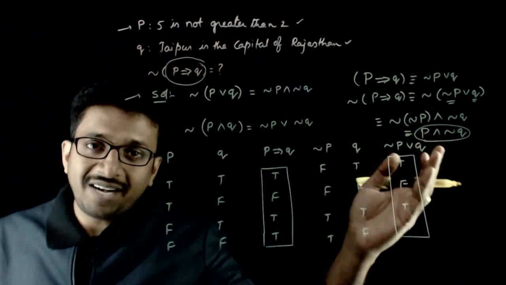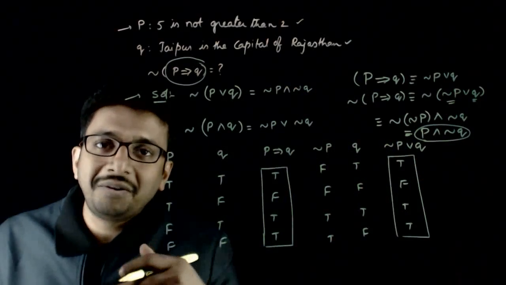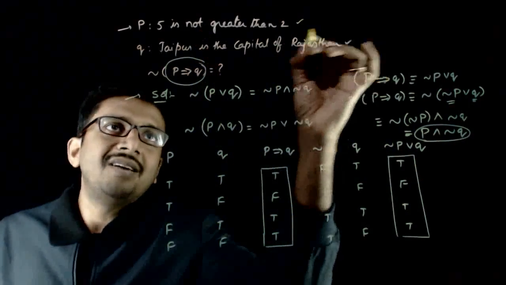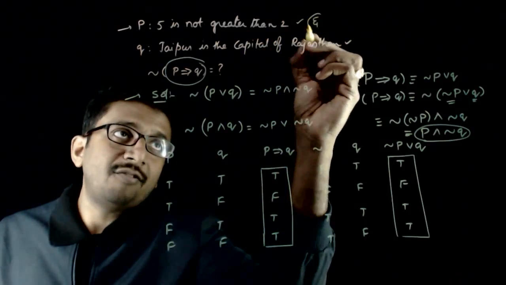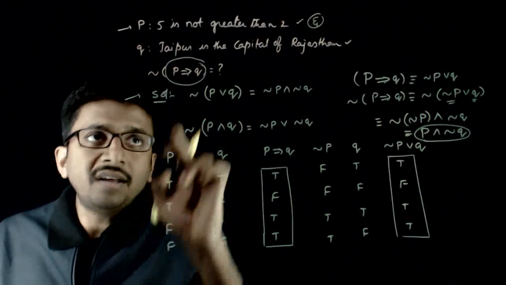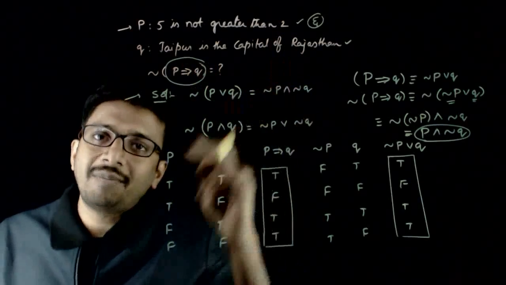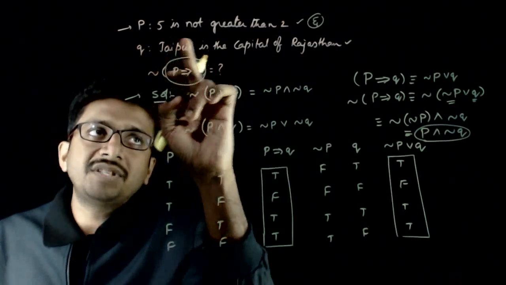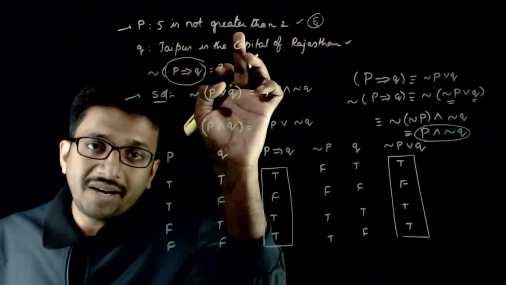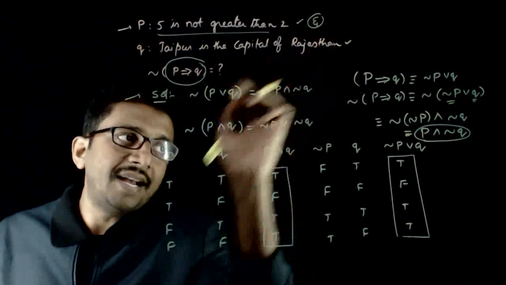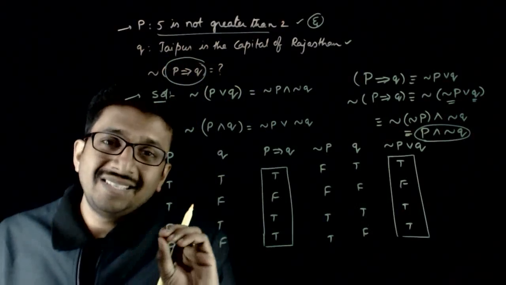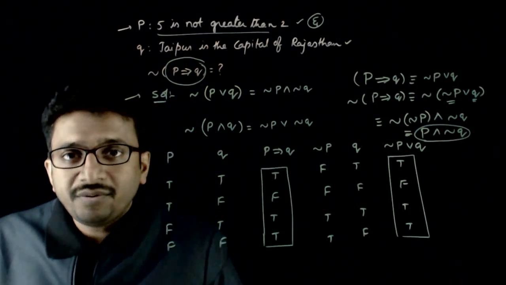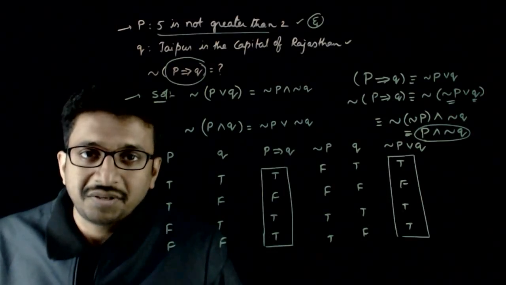So let us write the statement in English. What is P and not Q? P, that is, 5 is not greater than 2, and the negation of Q, that is, Jaipur is not the capital of Rajasthan. So the answer should be: 5 is not greater than 2 and Jaipur is not the capital city of Rajasthan. So that will be the answer to this question. Thank you.